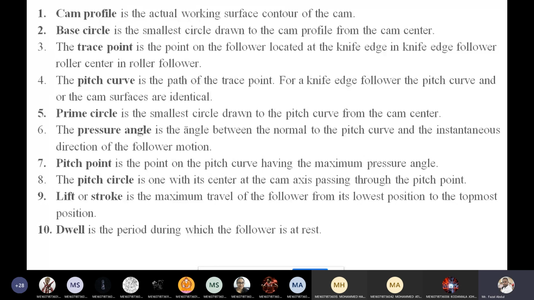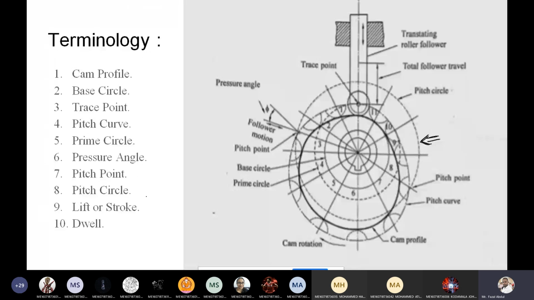CAM profile. CAM profile means it is the actual working surface of the CAM. That is whatever thick line is appearing in this diagram. In this diagram, one thick circle is appearing. That is referred to as the CAM profile. That is nothing but the actual working surface of the CAM.